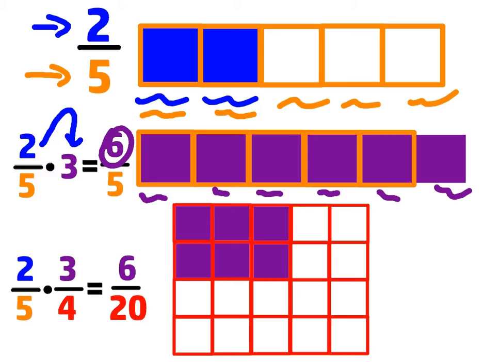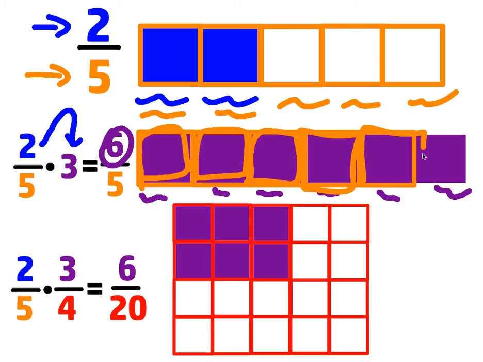So in this case, when we have 2/3 times 3, we keep the same number of squares that make up the block. Now, let's take it a step further like we have before.